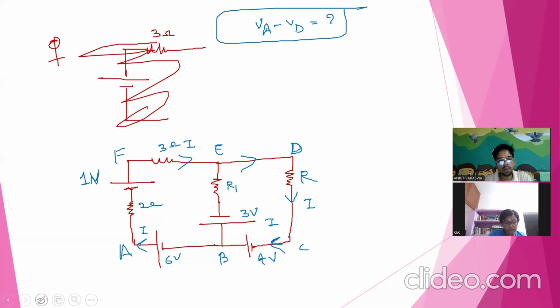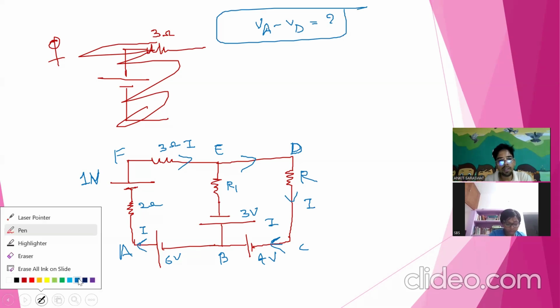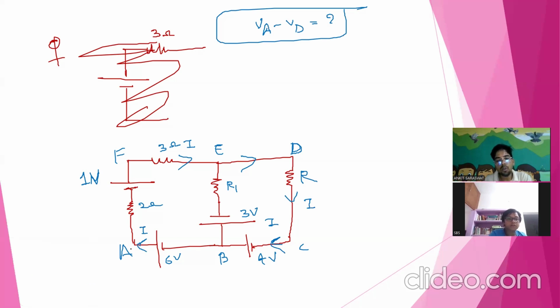Now, first of all, we will apply Kirchhoff's law. Decide the loop. Loop must be closed. I have decided a loop A F E D C B A. This is my loop, the outer loop, clockwise. Now you please check.